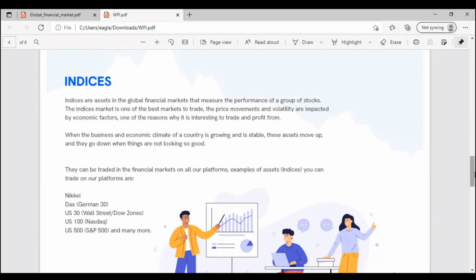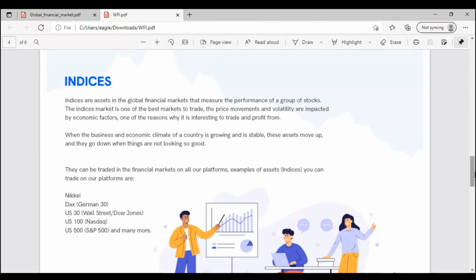The price movements and volatility are impacted by a lot of economic factors. Exactly, that's why it moves a lot. And that is one of the reasons why it is interesting to trade and profit from. The profits are quick and easy to make.